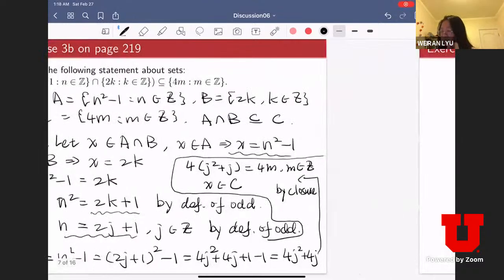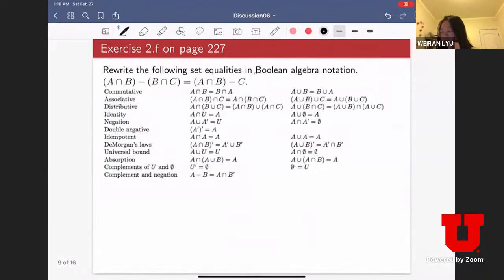All right. So the next question is to rewrite the following set equalities in Boolean algebra notation. So for the Boolean algebra notation, we should have the dot, and then the plus, and then the sign for a complement. I will give you guys about 2 minutes to work on this one.